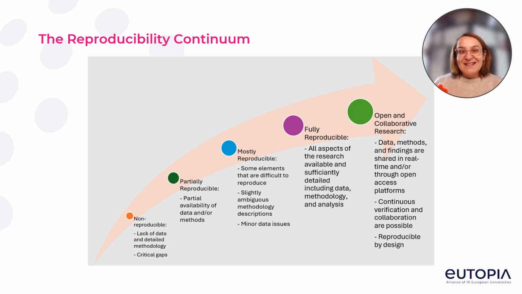And beyond this stage, we have open and collaborative research, and this goes beyond mere reproducibility. And this stage represents an approach where research is conducted in an open and collaborative manner from the start. And it involves sharing data, methods, and findings in real time and through open access platforms and facilitating continuous verification and collaboration. In other words, such research is reproducible by design.